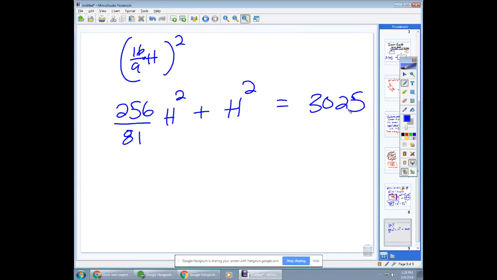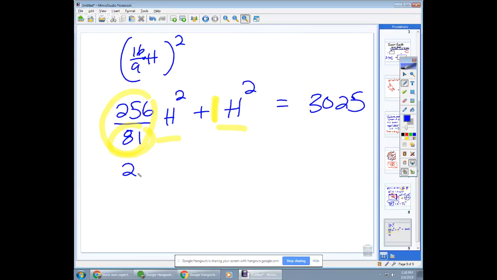3025. So on this left side here, I have a pair of like terms because they have the same variable to the same power. Here I have this fraction of h's, and here I have 1h. To add those, I need a common denominator. What should the denominator be? 81 is my denominator. So how do I rewrite 1 in terms of 81s? Times 81 over 81. Okay, so now I have 81 over 81 h's plus 256.